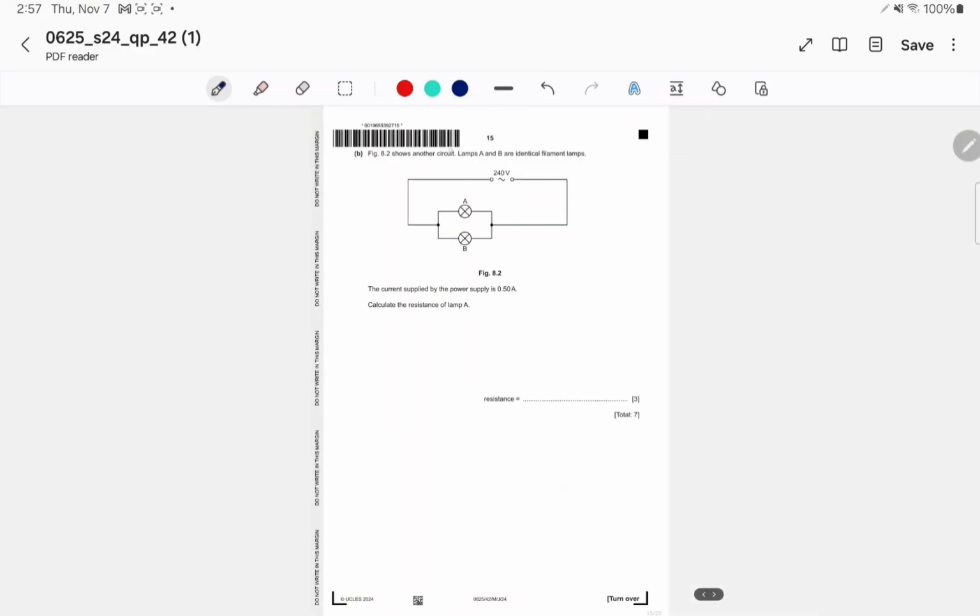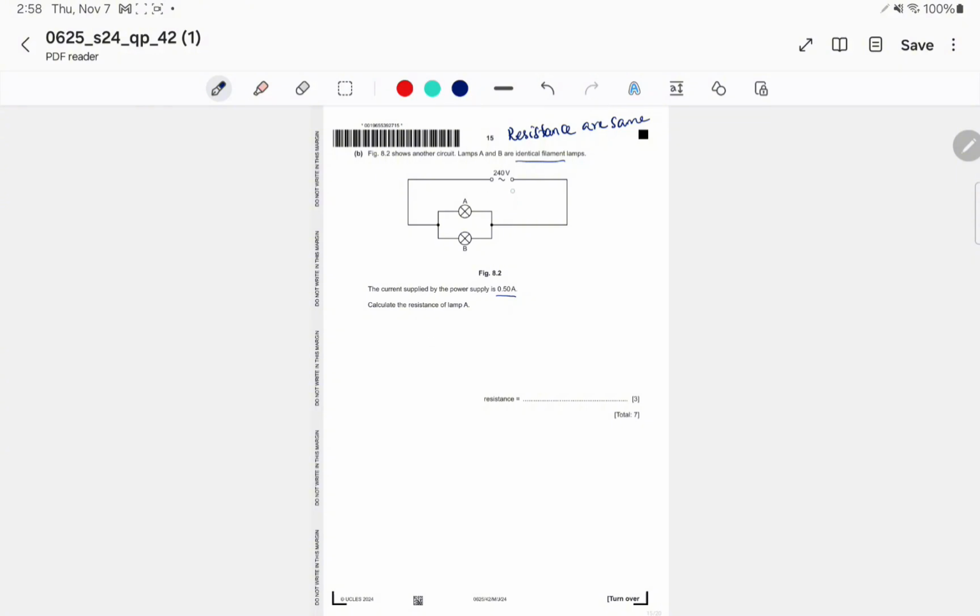Okay, next question. It shows another circuit. Lamp A and B are identical filament lamps. So identical here means their resistances are the same. They are saying their resistances are same. And the question is, the current supplied by the power supply is 0.50 ampere. Calculate the resistance of this one.